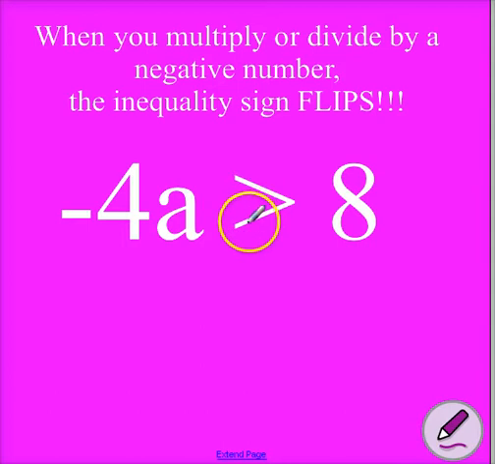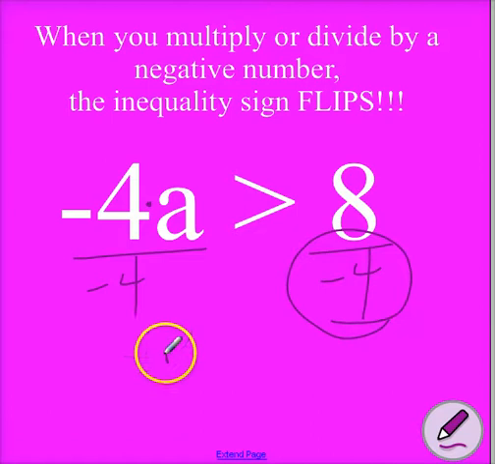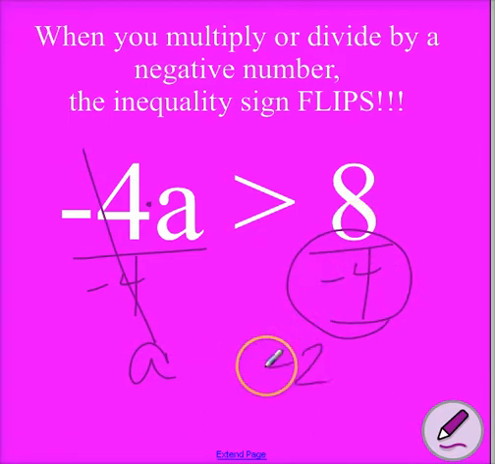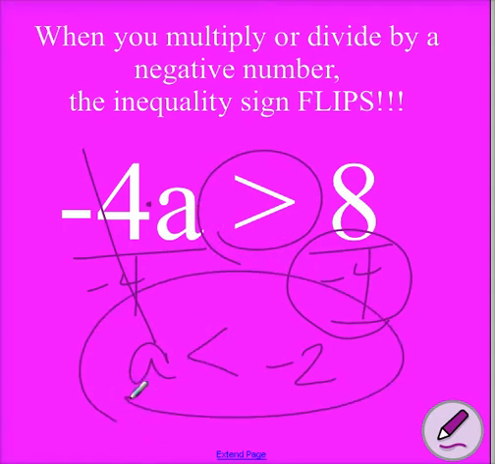When you're solving inequalities and you multiply or divide by a negative number, the inequality symbol flips. So here's an example. -4 times a is greater than 8. To isolate a, I want to undo multiplication. I want to divide by -4. But when you do this, when you divide or multiply by a negative number, so my 4's cancel, I have a, 8 divided by -4 is -2, my inequality switches directions. A is less than -2.